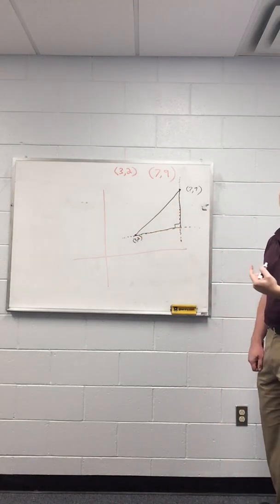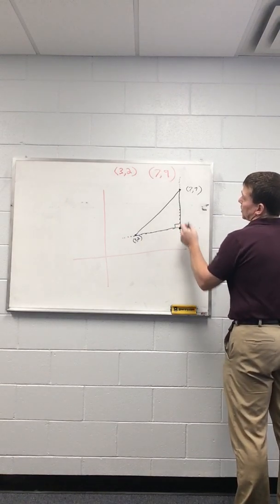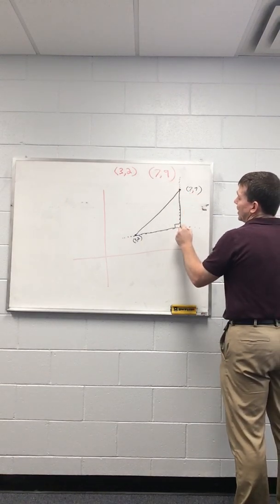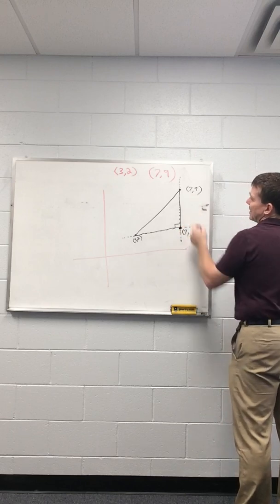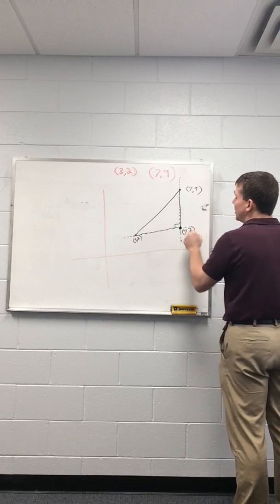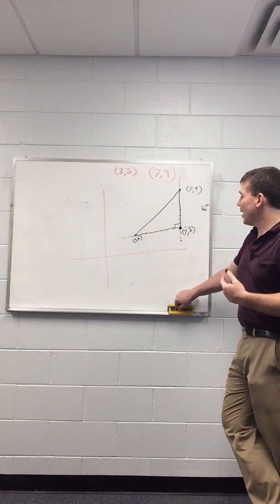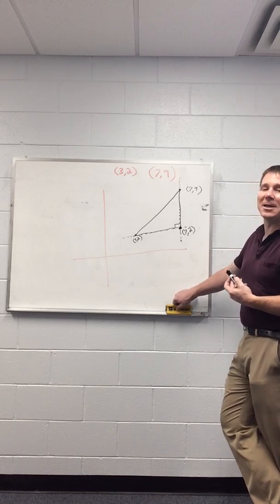Well, that's a right triangle. Can I find the value of this point right here? Well, sure. It's directly below this point, so the x value is the same, 7. It's the same height as this point, so the y value is the same too. And now all of you know, if you have a right triangle, the Pythagorean theorem works.